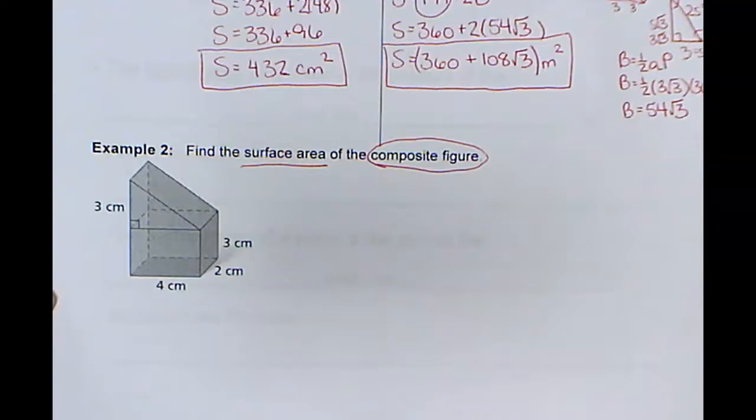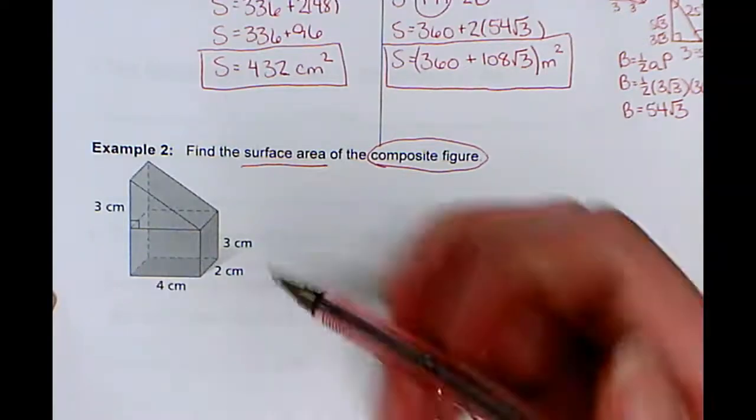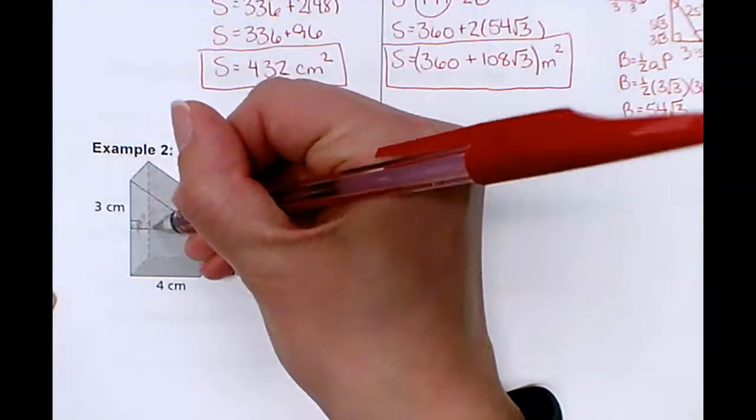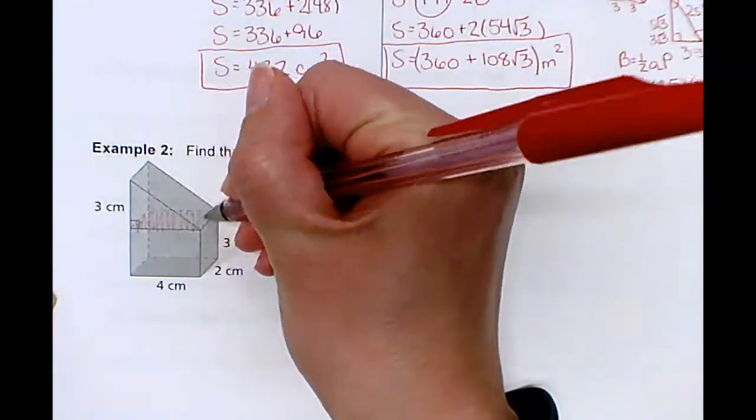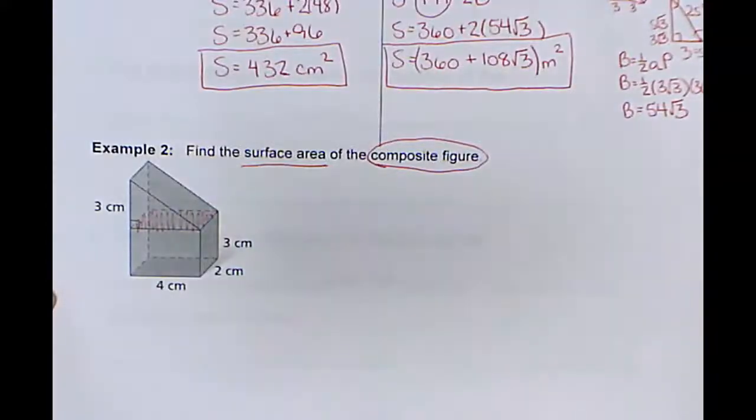Now, something that may cross your mind is that I can't just add the surface area of the triangular prism and the rectangular prism, because I have this little piece on the inside where they meet that is not part of the exterior surface. So I'm going to have to subtract that out. So just keep that in mind.